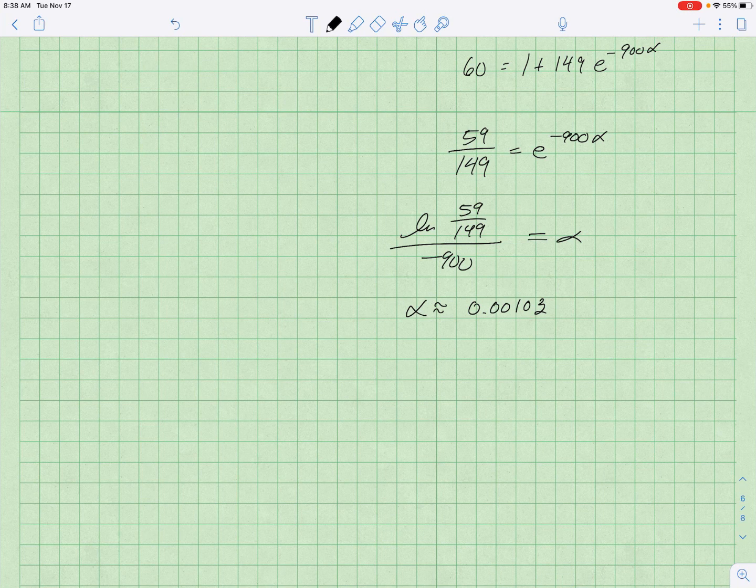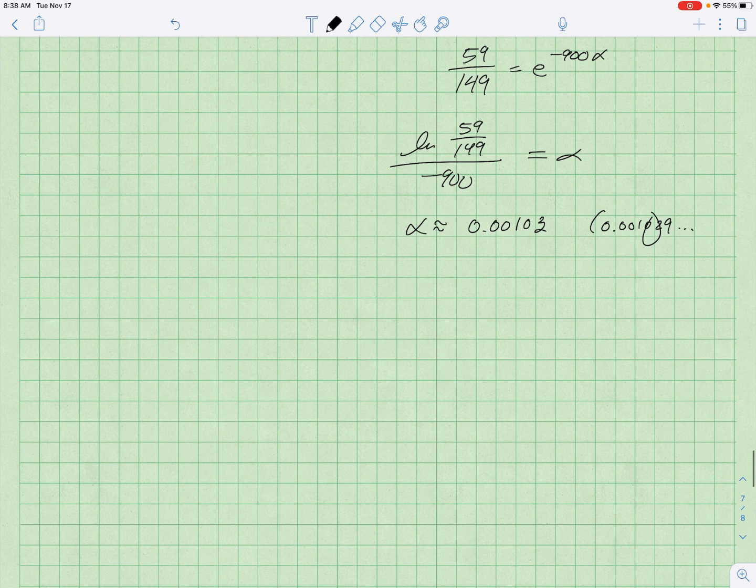I'm going to say this again. Previously we talked about how you should round. When you're doing these logistic growth and exponential growth problems, you should probably at least go out to 5 decimal places, if not carry as much accuracy as you can. This is really 0.001029 and some change, so I'm rounding up at that position. That'll allow me to revise my equation one more time.